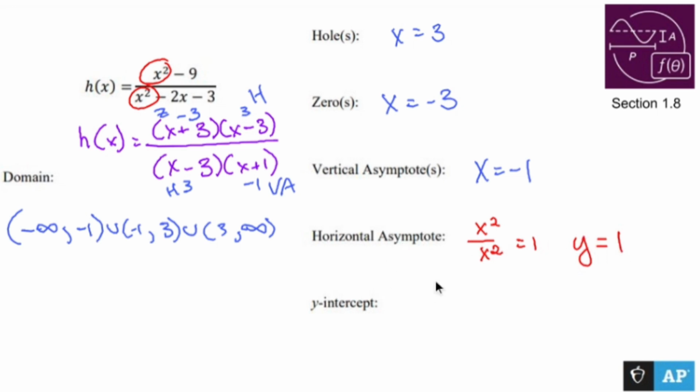My y-intercept is what happens when x is equal to 0. Well, when x is equal to 0, the x terms go away, and you're left with just the constant divided by the constant. So -9 divided by -3 is +3. So there you have it. You're given a regular old rational function: domain, holes, zeros, vertical asymptotes, horizontal asymptotes, y-intercept. Hope this helps.